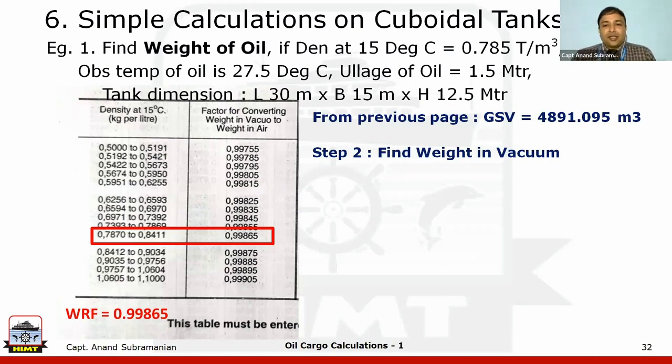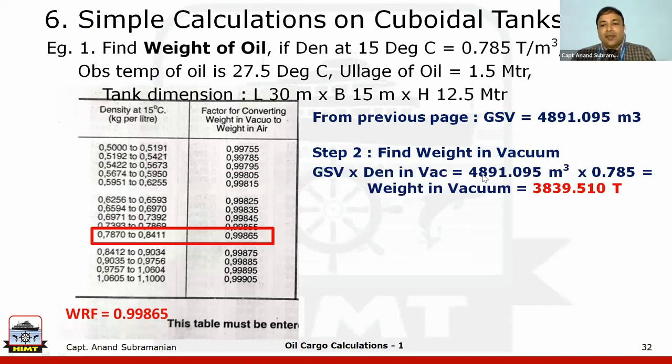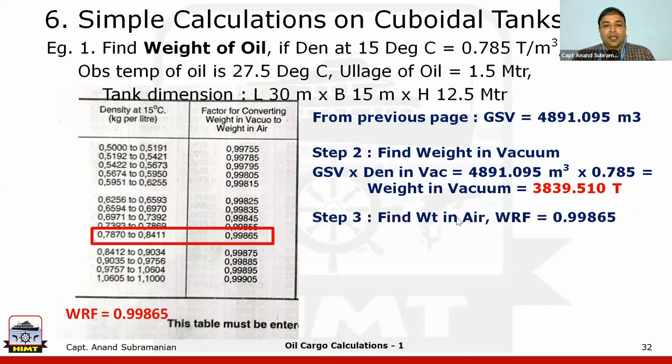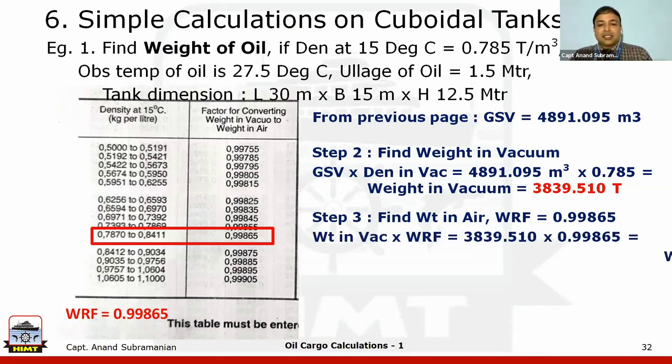We find the weight in vacuum. What is the weight in vacuum? It is directly multiplying by this 785. That is 3839.510. Step number 3: this factor is wrong in the fourth digit, but let us see, it won't make a big difference. The weight in vacuum multiplied by the WRF will give us the weight in air. That is, weight in air is 3834.326. There could be some changes in the decimals because my factor was wrong in the fourth decimal.